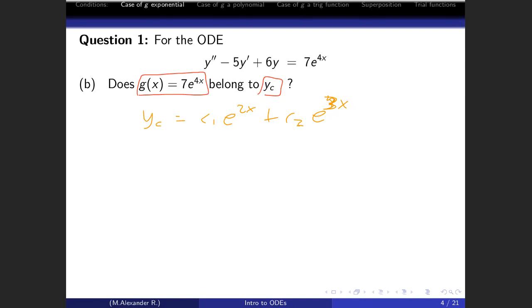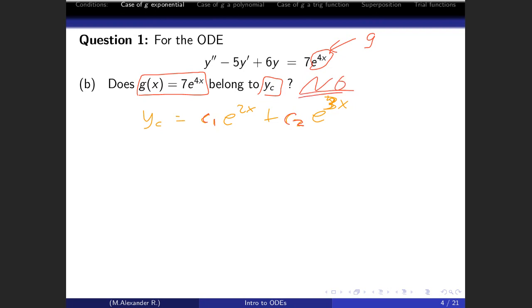And now the question is basically asking us, are there any values for c1 and c2 such that this yc function becomes the g function? This is our g function that we're trying to focus on. We don't care about the 7, we care more about the e to the 4x. So we're asking, are there any values for c1 and c2 that can change the yc into the g function? And the answer to this problem is no.